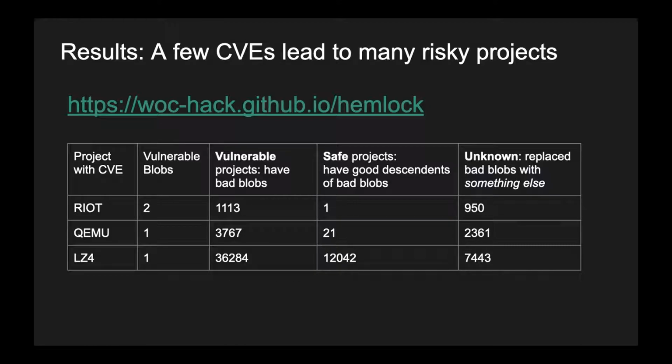Our preliminary results have indicated that a few CVEs lead to risky projects, which you can see in more detailed reports by visiting the link on this slide. In our reports, we categorize related repositories of a vulnerable project as being vulnerable, safe, and unknown if we cannot determine if the vulnerability was fixed. Overall, we find that there are more vulnerable projects than safe projects, which is concerning.